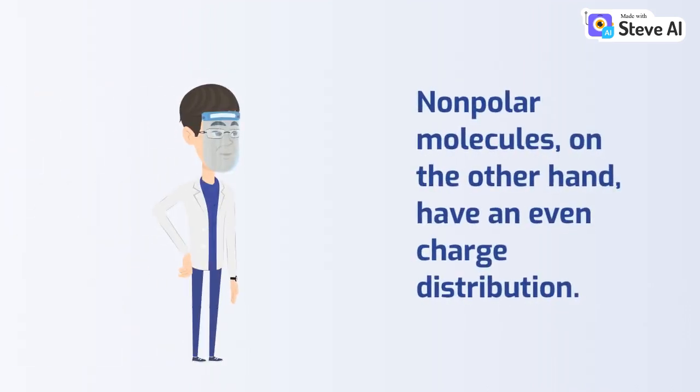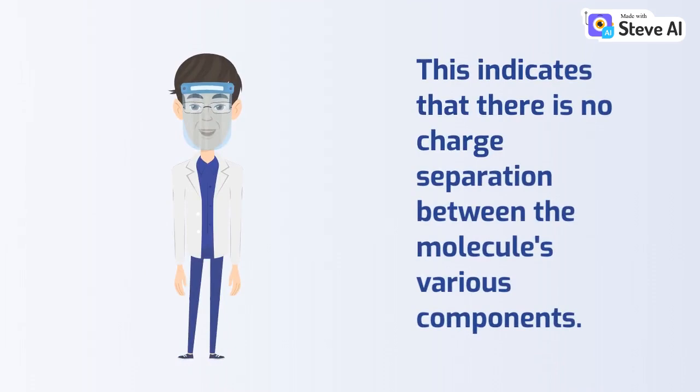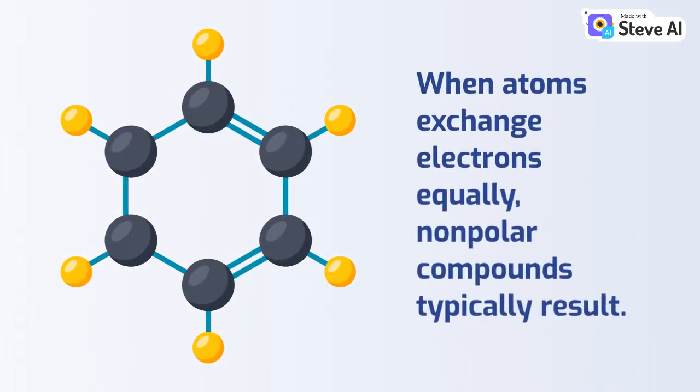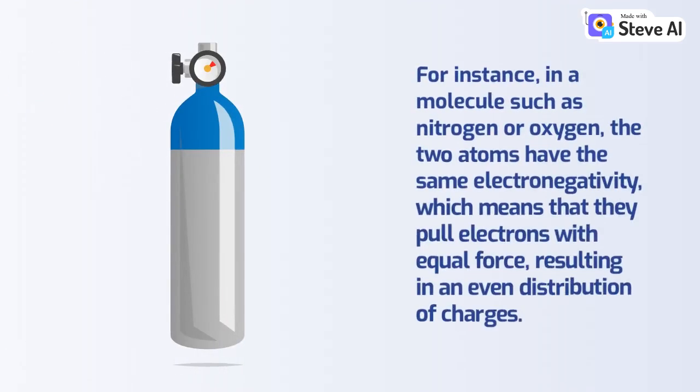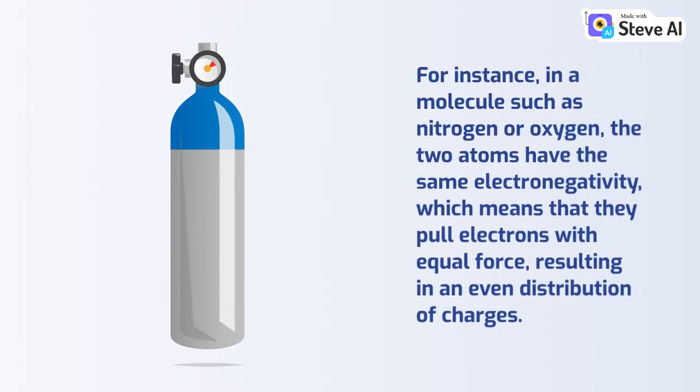Nonpolar molecules, on the other hand, have an even charge distribution. This indicates that there is no charge separation between the molecule's various components. When atoms exchange electrons equally, nonpolar compounds typically result. For instance, in a molecule such as nitrogen or oxygen, the two atoms have the same electronegativity, which means that they pull electrons with equal force, resulting in an even distribution of charges.